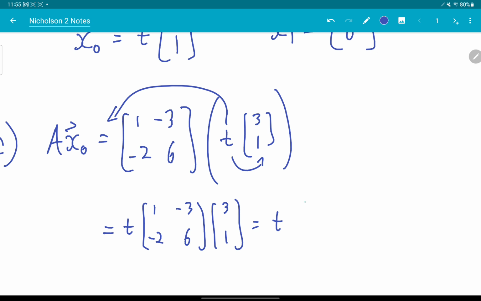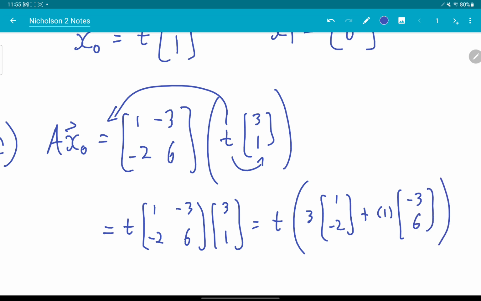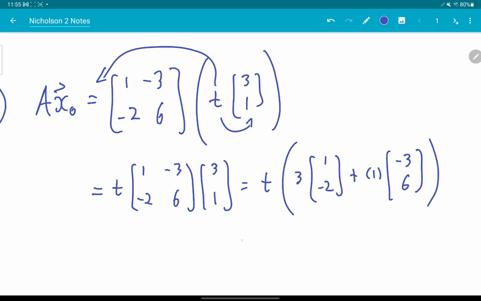And then what do I get? Well, I do my multiplication. I get 3 times the first column plus 1 times the second column. And as I expect, I get the 0 vector.